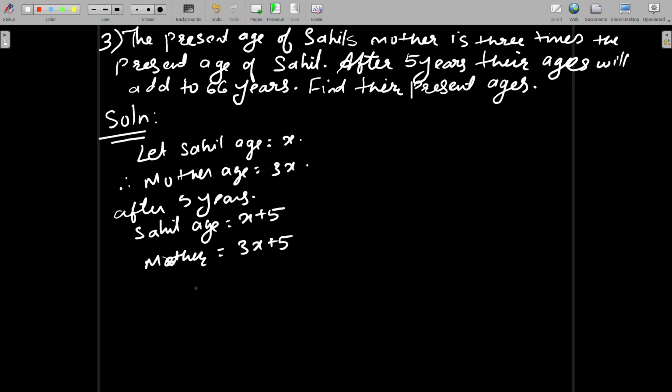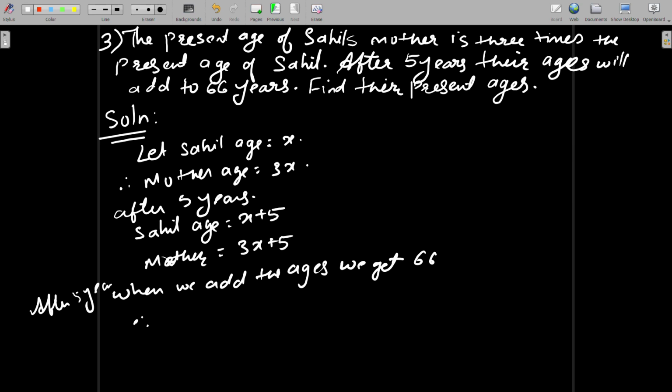Now when we add these ages after 5 years, what do we get? When we add both the ages, we get 66, right? Okay, so what we have to do is consider the age of Sahil as x plus 5 plus the mother's age, 3x plus 5. When we add these, how much are we getting? We are getting 66. Now let's solve it.